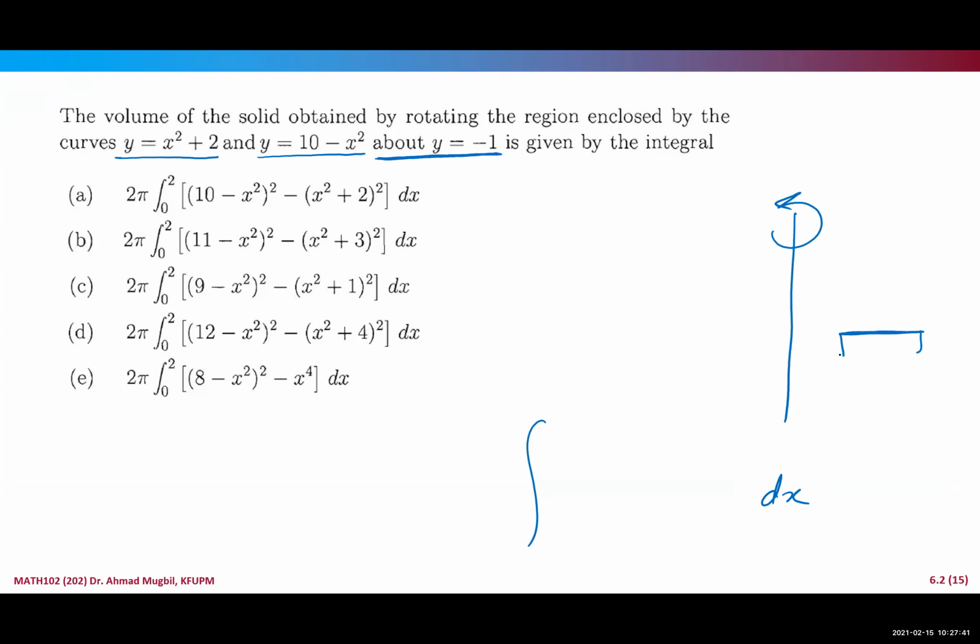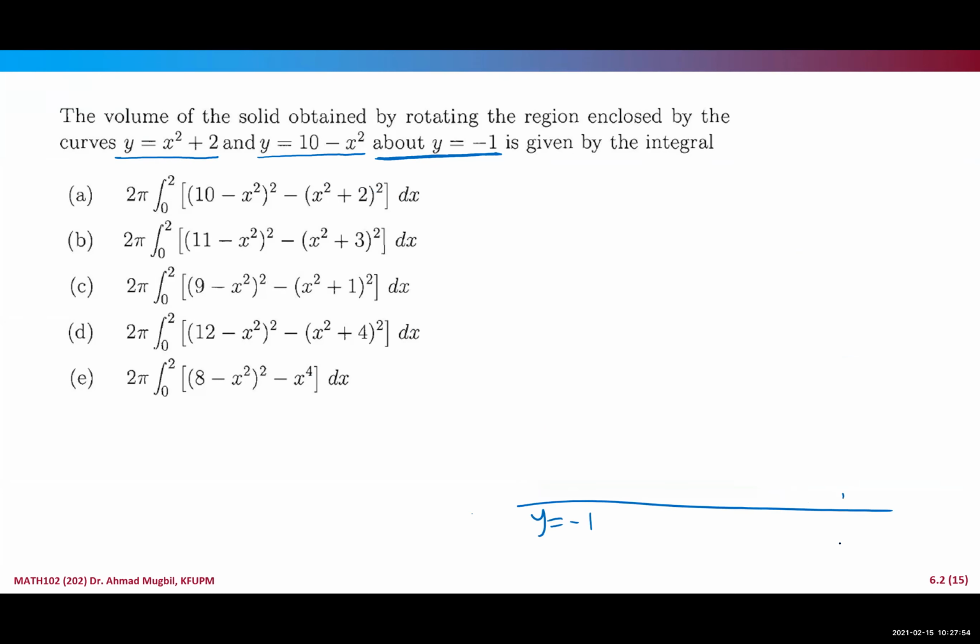So we will have the thickness variable to be delta x, sorry. We are talking about horizontally here. This is a horizontal line, y equals -1. This is the axis of rotation. So the cross section will be perpendicular to this, and the thickness variable will be delta x if you draw a typical rectangle. Clearly, we will integrate with respect to x.